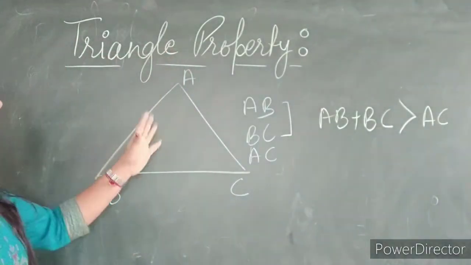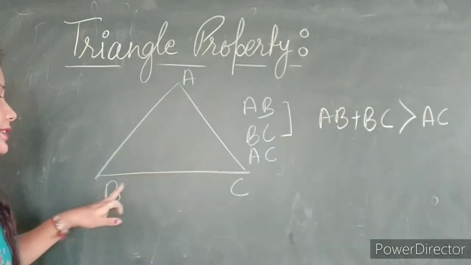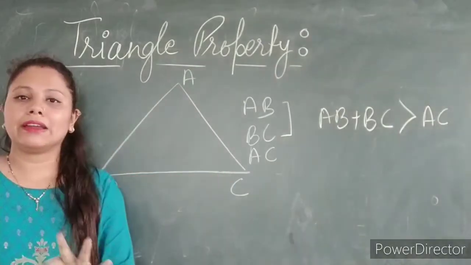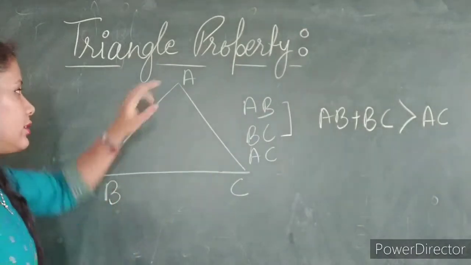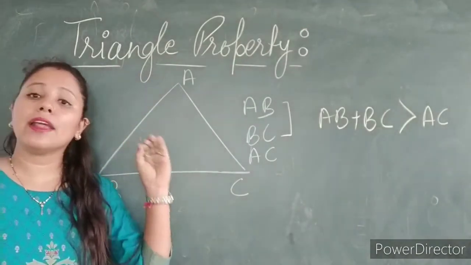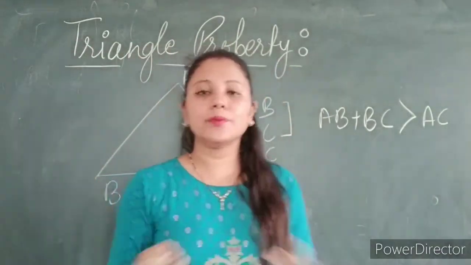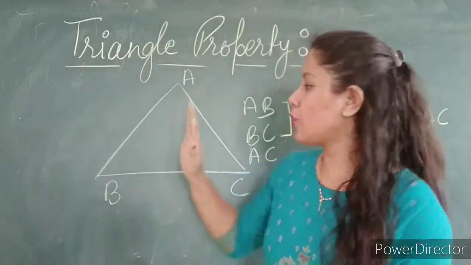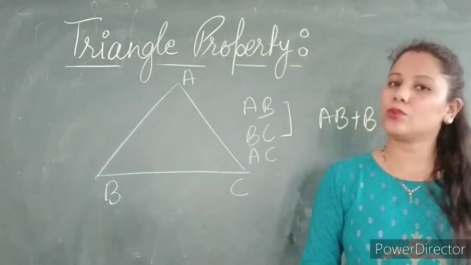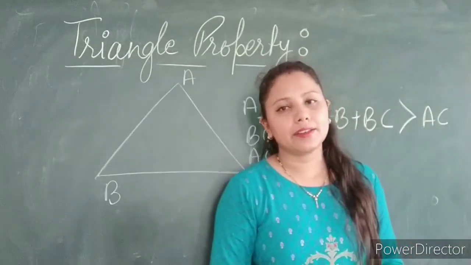Now, if I have a triangle, any two sides, if I add AC and CB, its sum is always greater than the third side, that is AB. And it's applicable for any triangle: equilateral, isosceles, scalene, right angle triangle, this property will always work. Add any two sides, and their sum will always be greater than the third side.